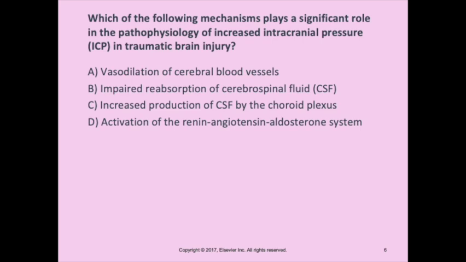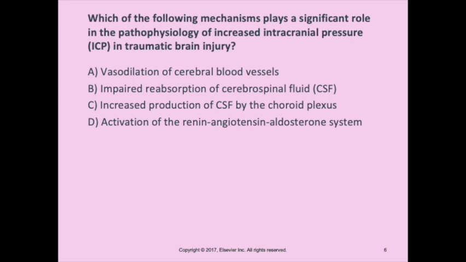Which of the following mechanisms play a significant role in the pathophysiology of increased intracranial pressure in a patient with traumatic brain injury? The answer here is impaired reabsorption of cerebral spinal fluid, or CSF. With traumatic brain injury, or TBI, it often leads to increased ICP due to various mechanisms. One significant mechanism contributing to increased ICP is the impairment of the reabsorption of cerebral spinal fluid.